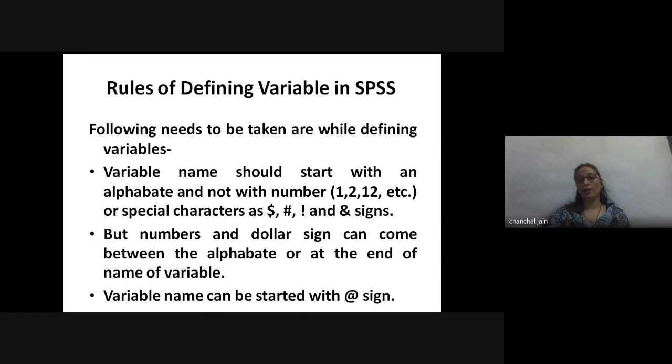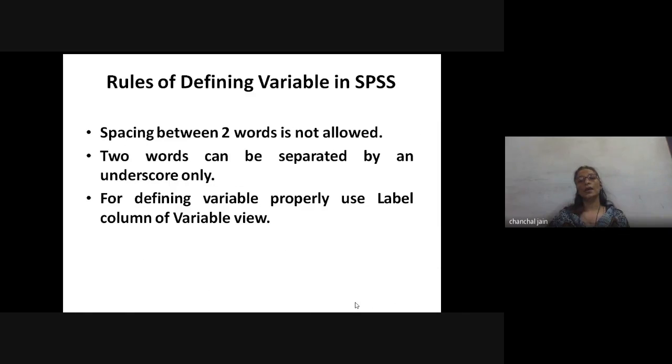I want to let you know one thing: we can start a variable name with the @ sign. Other rules: if we want to define a variable with the help of two words, SPSS won't allow you to give spacing between these two words. If you want to give spacing between these two words, you need to take the help of the underscore sign. And if we want to elaborate and describe our variable in a proper way, we need to take the help of the label column of the variable view in the SPSS window.